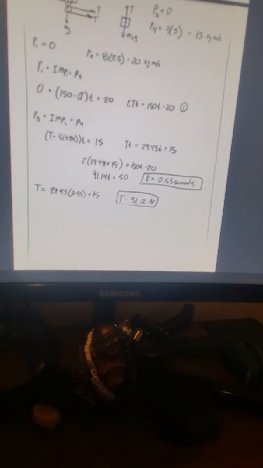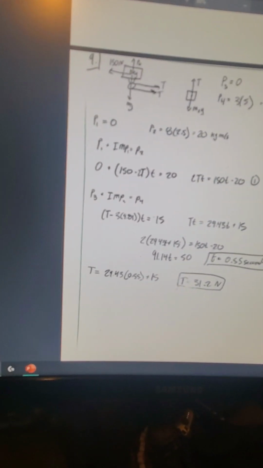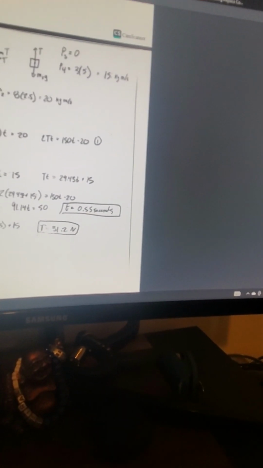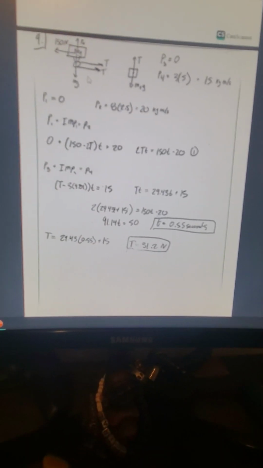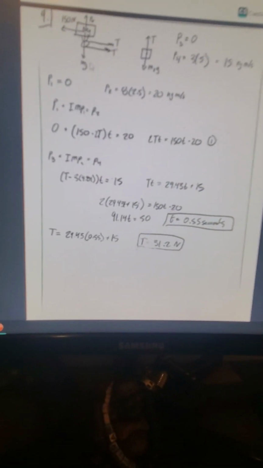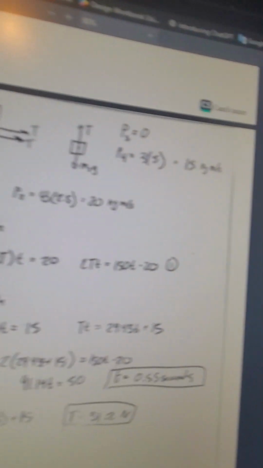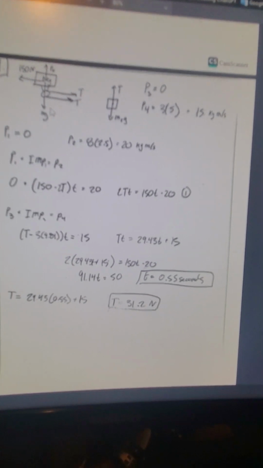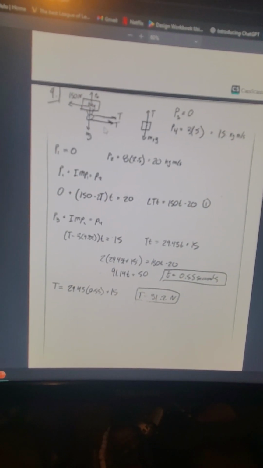So for number 9, this one was the sliding mechanism attached to the pulley. There's like a weight pulling it down. I could have numbered these or labeled these better. I'm still getting better at that. But the P1, P2 is for the sliding mechanism, and the P3, P4 is for the weight on the string pulling down.